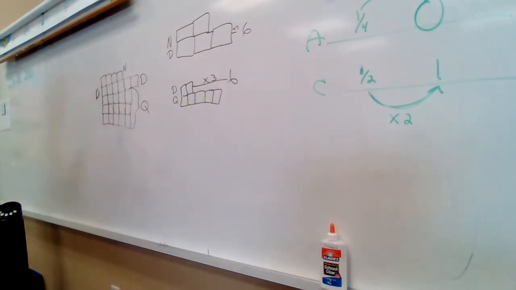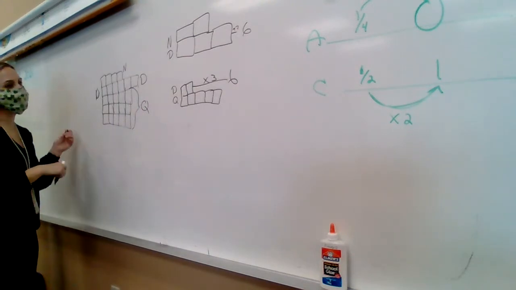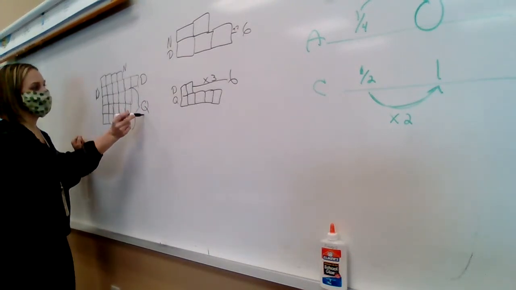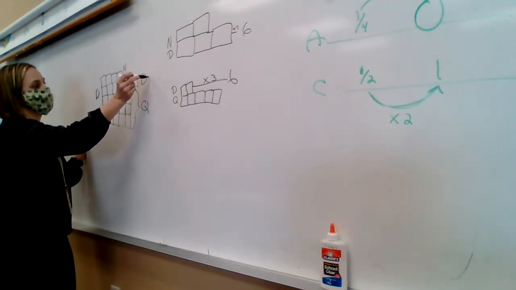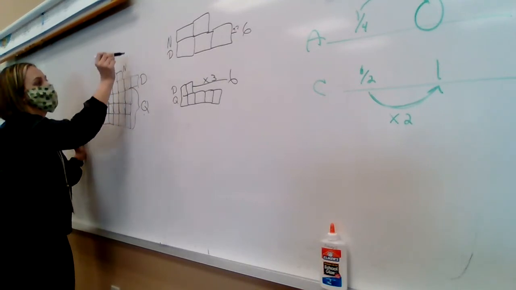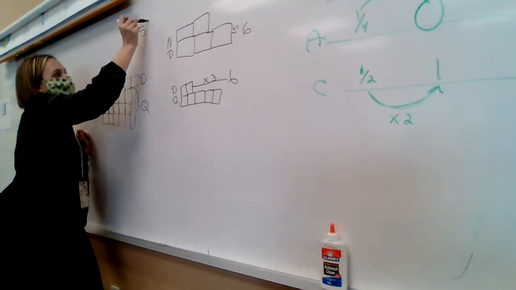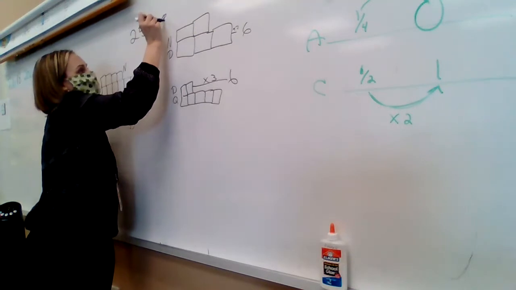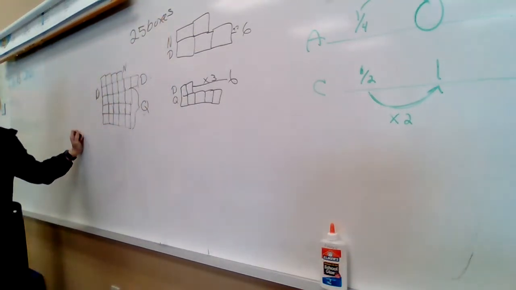Okay. So how many boxes do we have? We have 15 plus 6 is 21. 21 plus 4. So we have 25 boxes. So now do 500 divided by 25.